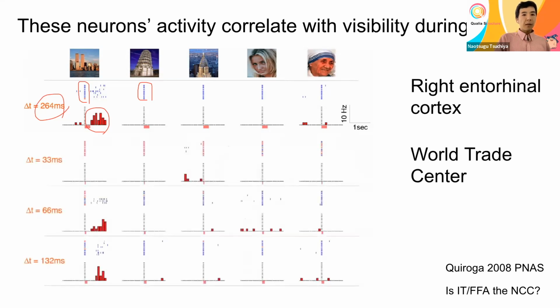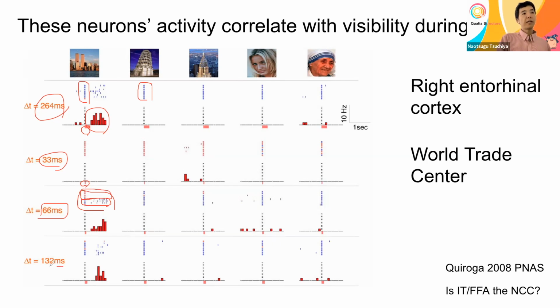And then when they reduce the duration to 33 milliseconds, which is very, very short, almost no response was generated across any images. But when it becomes 66 milliseconds, that's roughly 4 frames on your 60 hertz monitor, then in sometimes 40% of the trials, this patient reported seeing the World Trade Center, and it's accompanied with this response. And when he denied seeing it, there was no response here.